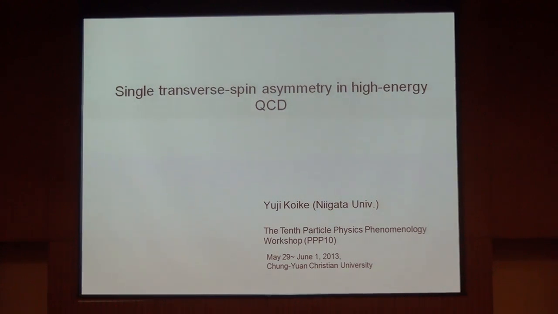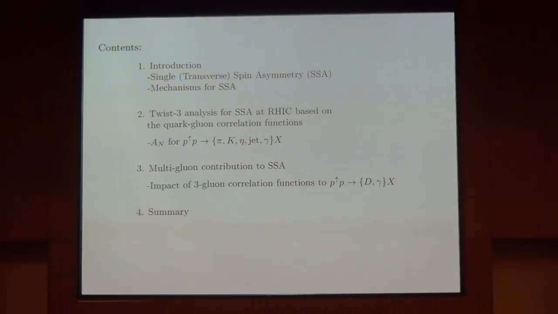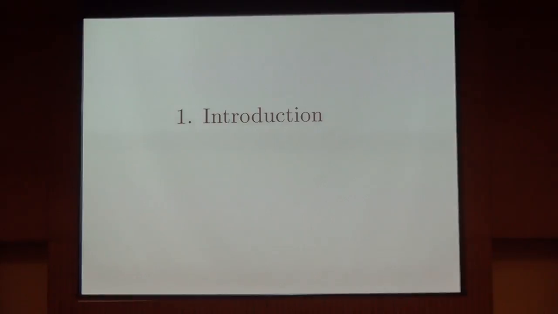I look at this title, and the content is just familiar. I presume not many in the audience are familiar with the single spin asymmetry, so I prepared some general remarks about single spin asymmetry. In the second part, I will present our analysis of the single spin asymmetry at RHIC based on the quark-gluon correlation functions. In the third part, I will discuss the impact of the twist-three quark-gluon correlation function on the single spin asymmetry. Okay, let me go on to the first part.